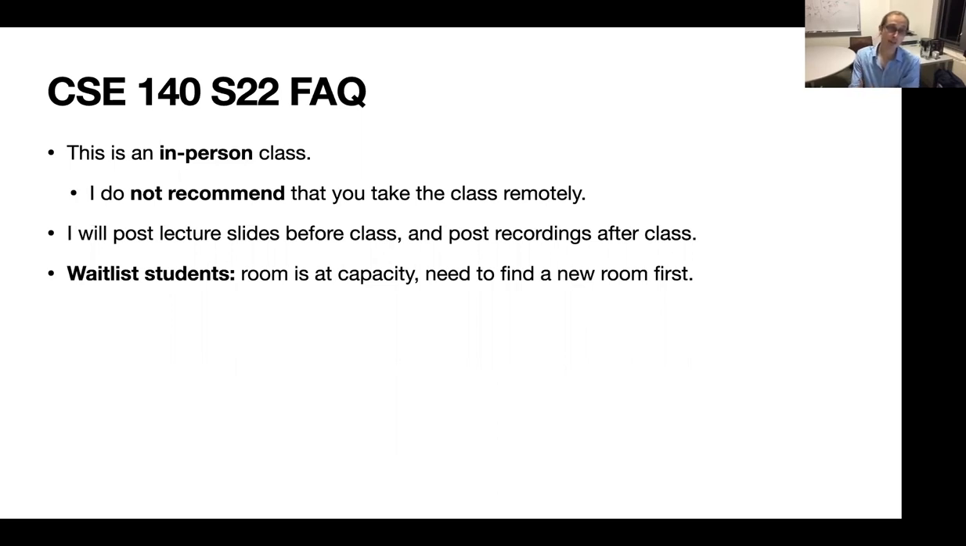For the waitlist students, the room is currently at capacity, so we need to find a new room first before I can give you any permission codes. I cannot guarantee that right now. I'm in discussions with Leah and Sarah to get that, but I do not guarantee that we can find a room. I'll keep you updated. But if you cannot attend this year, I strongly recommend that you take it in the next term. This class will be offered in spring as well, so you can take it then. It's not a problem if you miss this one.